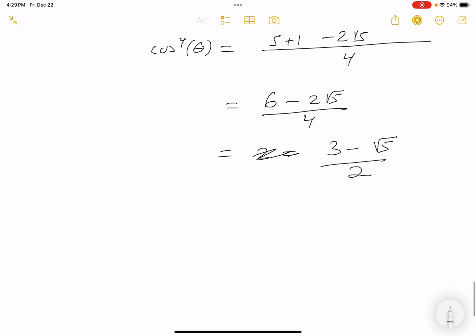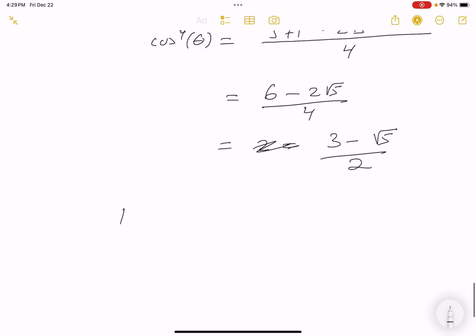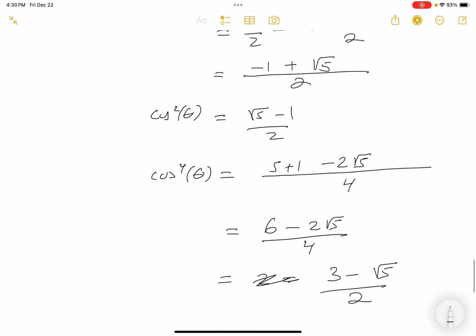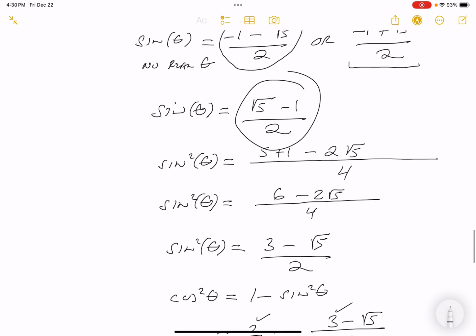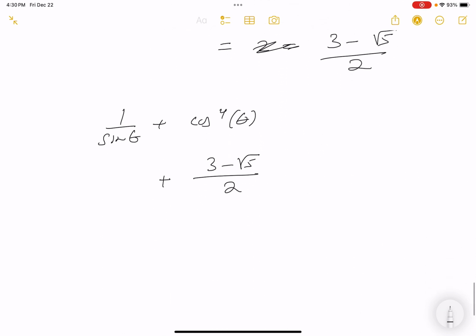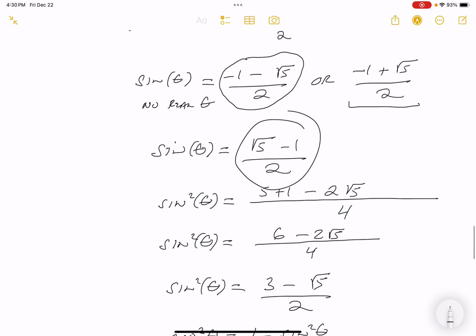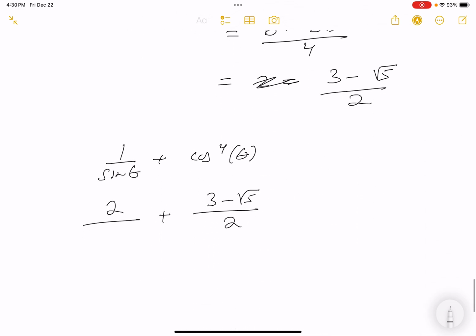Okay, so we have 2 things, but we want what? We want 1 over sine theta plus cosine to the 4th power of theta. Well, I know one of them, I'm staring at it, and that's going to be plus 3 minus root 5 over 2. But I've got to go back and remind myself what sine of theta was equal to. It's equal to this. So I'll put the reciprocal down, and what's the reciprocal going to be? It's 2 over root 5 minus 1.